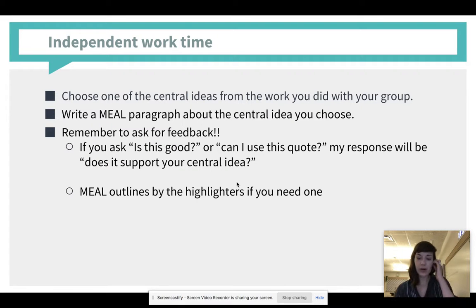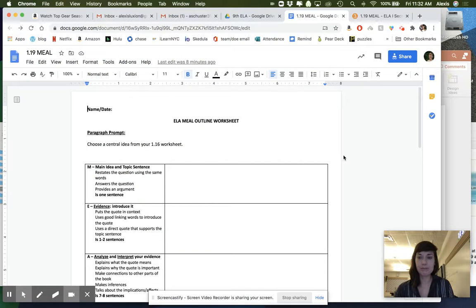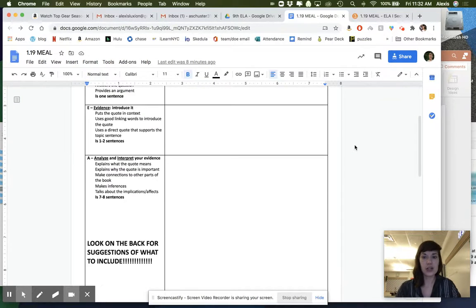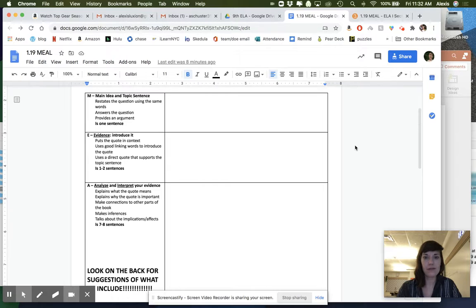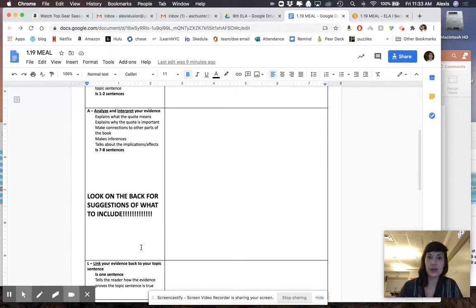We're going to be working in an outline that we've developed for this paragraph so that everything is right there. It feels real nice and clean. This is what it looks like. There are 4 sections to a meal paragraph, and they each stand for something, and that's bolded up here for you. M is your main idea or your topic sentence. E is your evidence. A is analyze and interpret your evidence. And L is link your evidence back to your topic sentence.